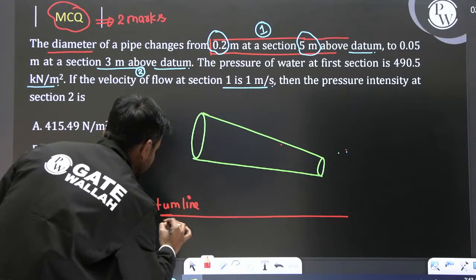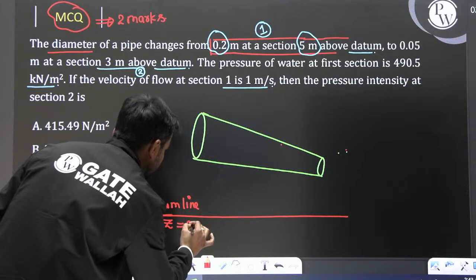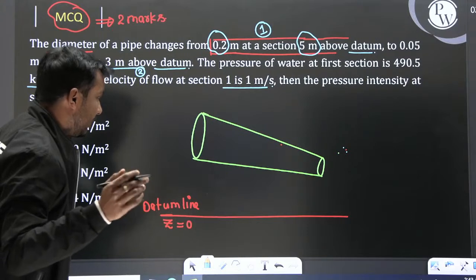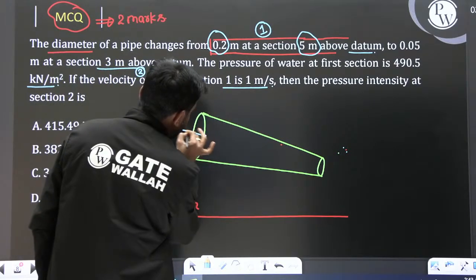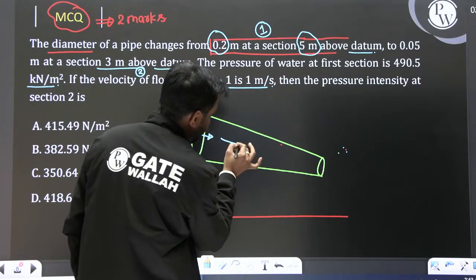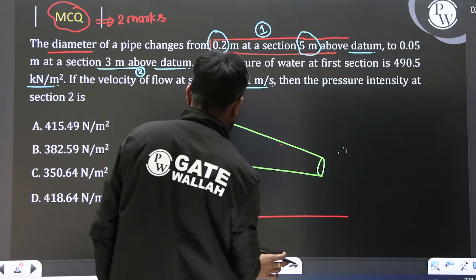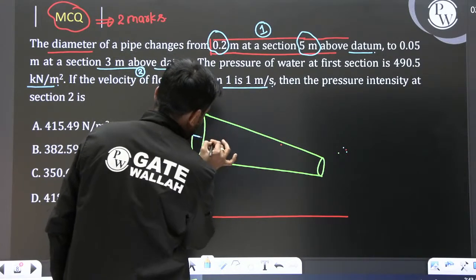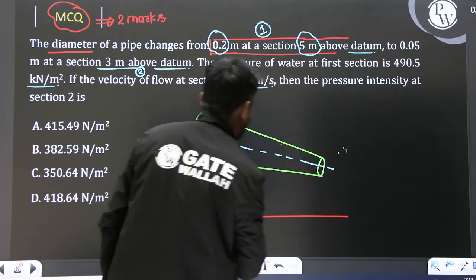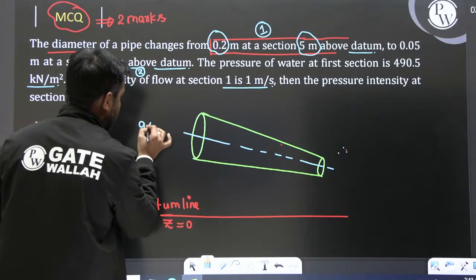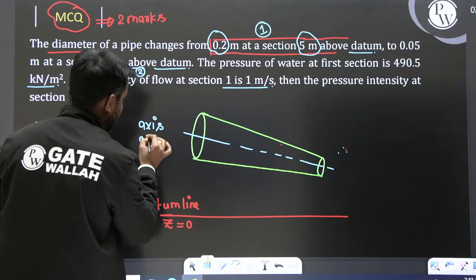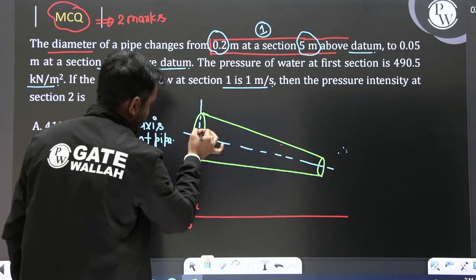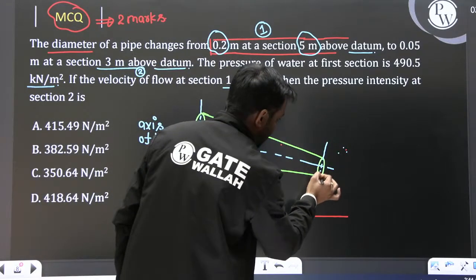At the datum line we should assume that z is 0. The fluid is moving, and we need to check the energy level. So I'm not going to draw the direction here. I'm just drawing the axis of the pipe. So this one is the axis of the pipe, and from the axis of the pipe we should consider our elevation.